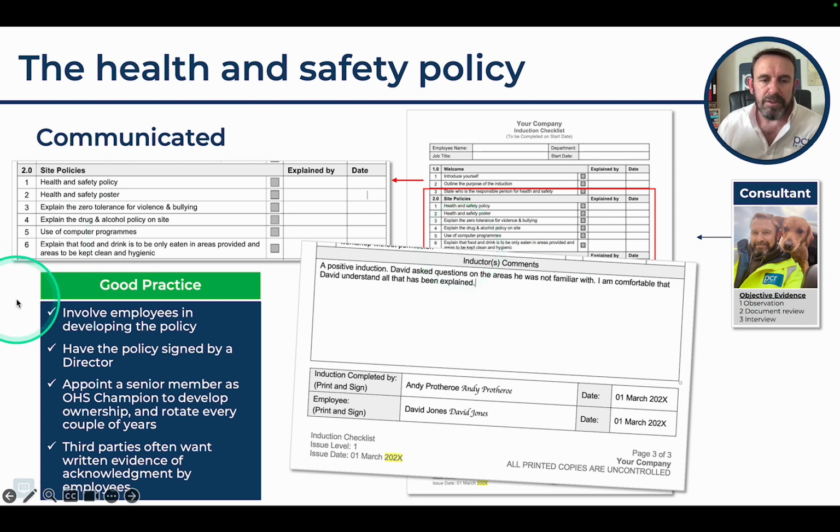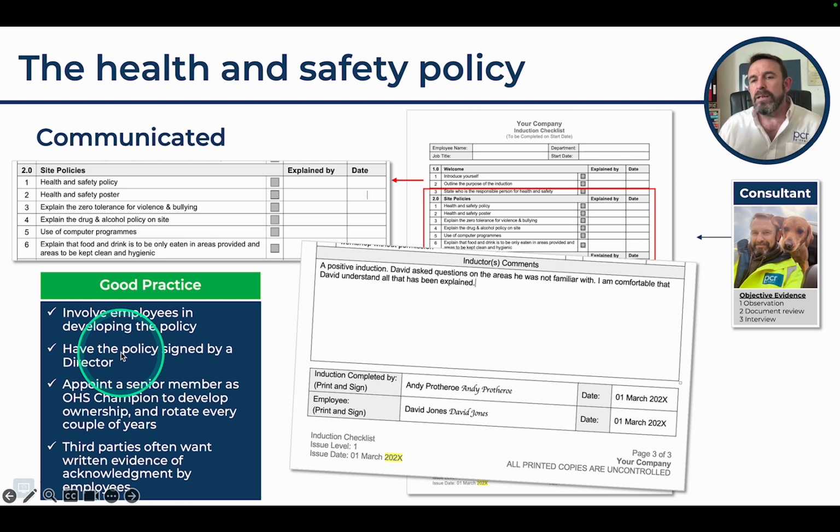Some good practice. We should involve employees in developing the policy. They are the people on the ground doing the work. They will understand the safe systems or not. They will understand the equipment or not. We have to ensure they are trained, they are capable of doing what they are doing, but we get that feedback from them so we can change the policy and improve the policy. Remember, the policy is not a document. The policy is how we actually do things on the ground.